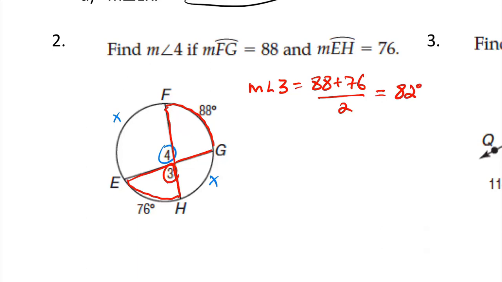It might be tempting to move on from there. However, don't forget we were asked about measure of angle 4, which is a linear pair. 3 and 4 are a linear pair. They're supplementary. So 180 minus 82. And that looks like it's 98 degrees. So our answer is 98 degrees.